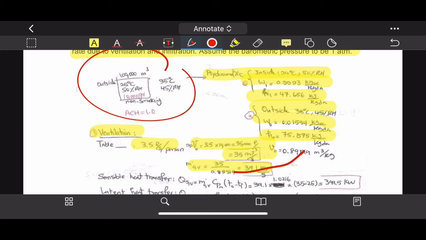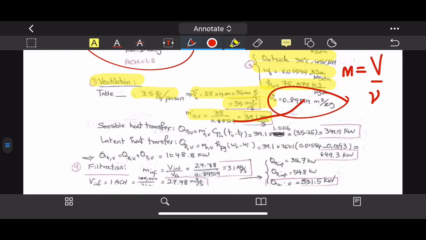Okay, so what does it mean? It means your m is equal to volume flow divided by specific volume, which is available on the psychrometric chart. Sensible heat is Qs = m Cp delta T. So here is v for vapor. Putting all the answers in, you get 399.5 kilowatt.